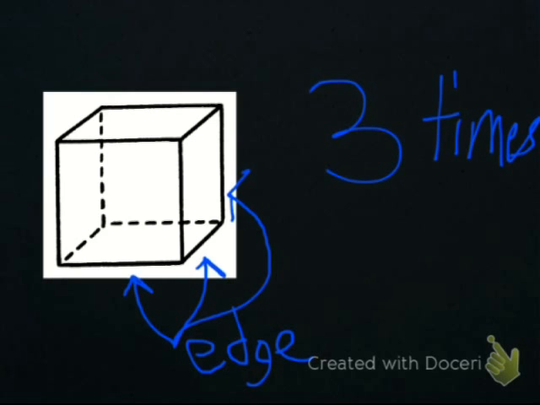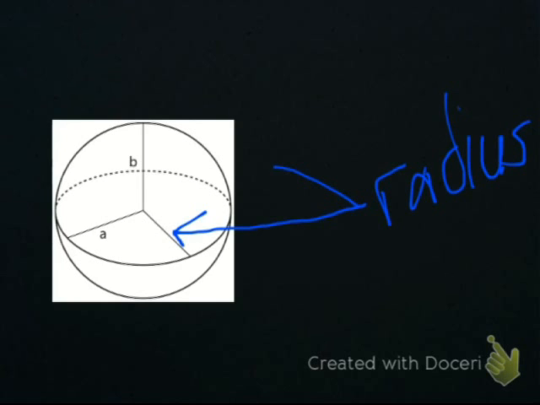So let's look at a picture of a cube. 3 edges. The edges is there, there, and there. And this edge appears 3 times. So that explains the 3. But why isn't it just 3 times edge? Well, let's see. So this is a sphere. Again, the radius appears 3 times. But why isn't it just 3 times r?